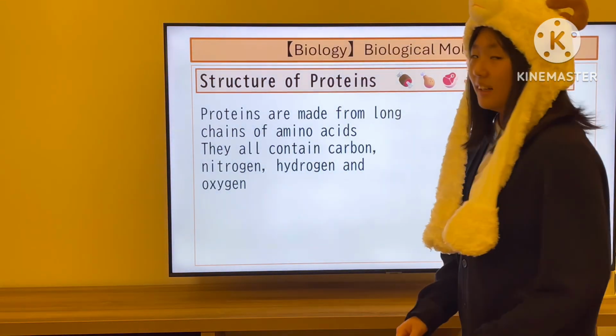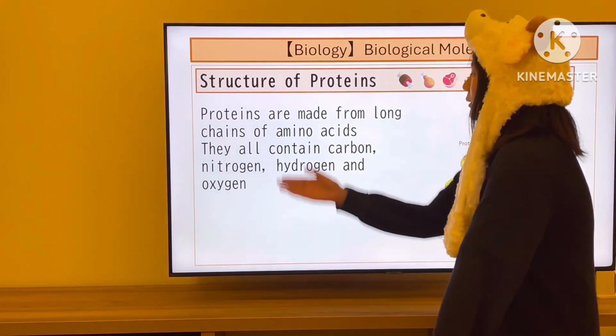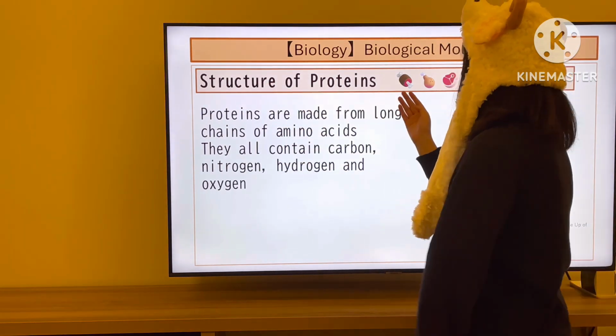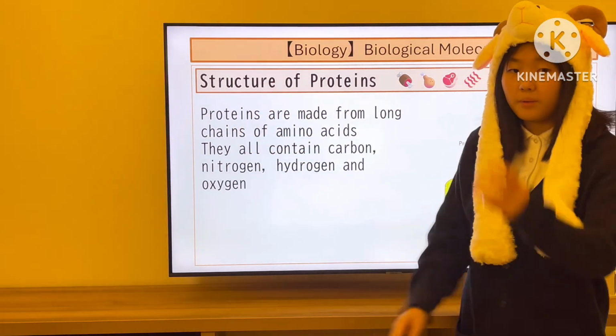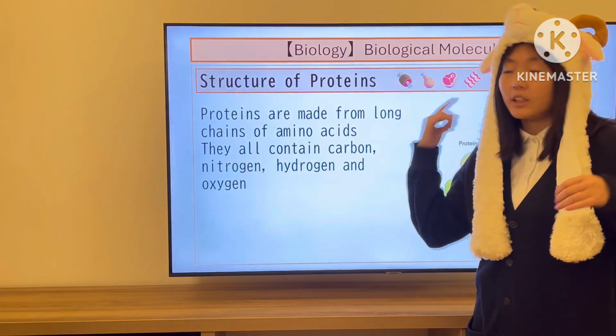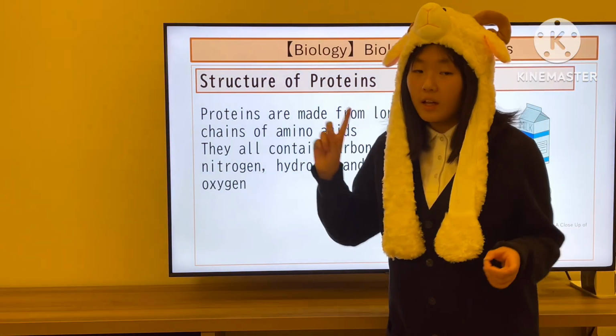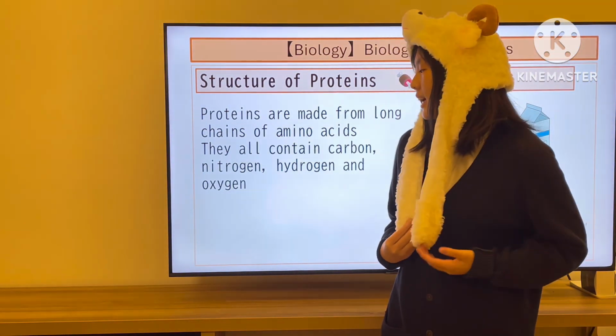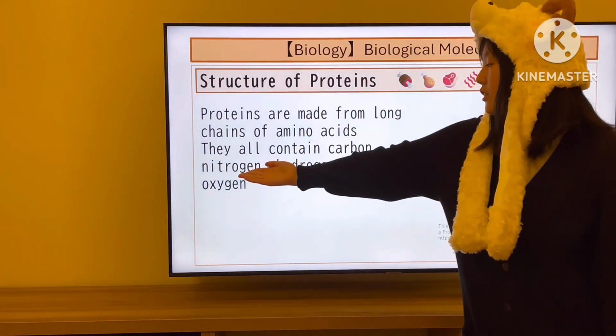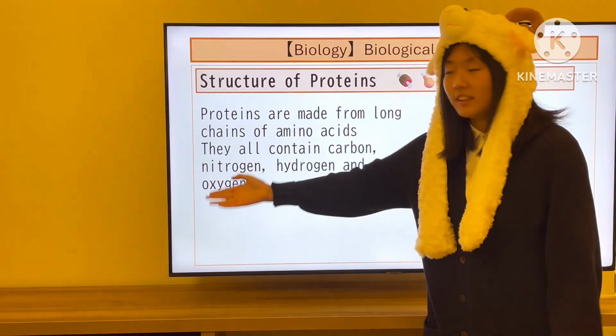The second example is the structure of proteins. Proteins are made from chains similarly to the carbohydrates, but they are made of amino acids, and they contain carbon, nitrogen, hydrogen, and oxygen.